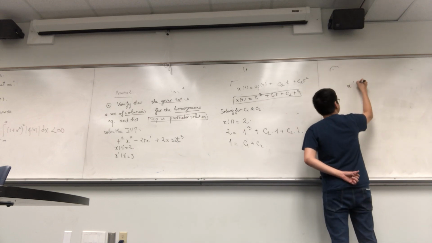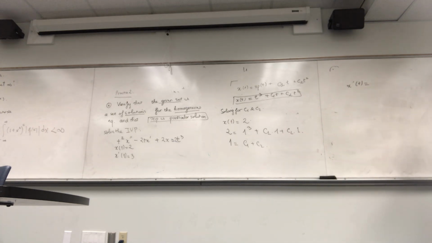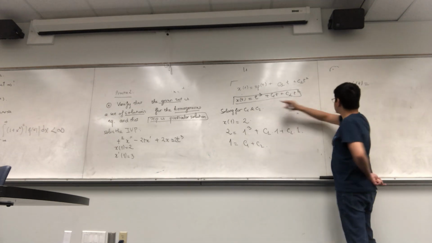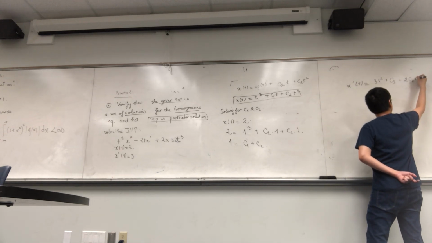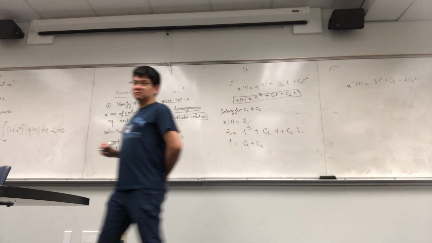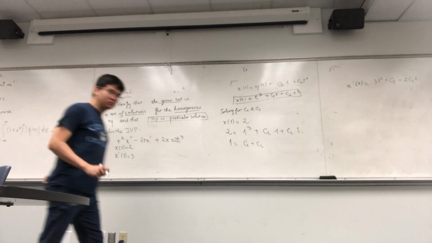To use the second initial condition, you have to take the derivative. So what is the derivative of this? You take the derivative and you get 3t squared plus c1 plus 2c2 t. All right? Because the second condition is about the derivative at 1, you have to take the derivative of the general solution. The derivative of the general solution is 3t squared plus c1 plus 2c2 t.